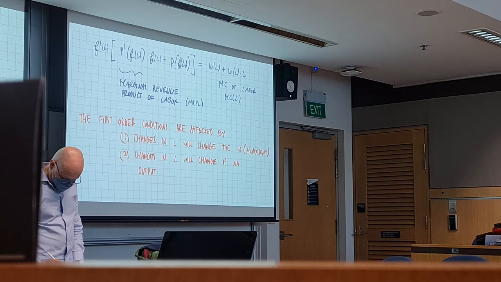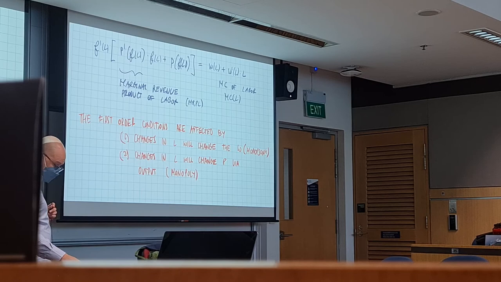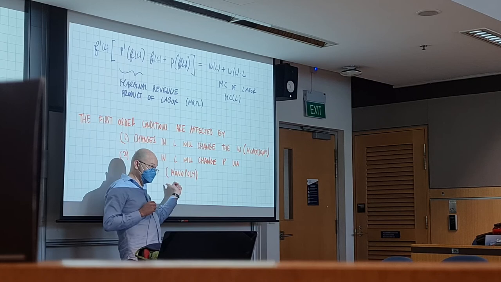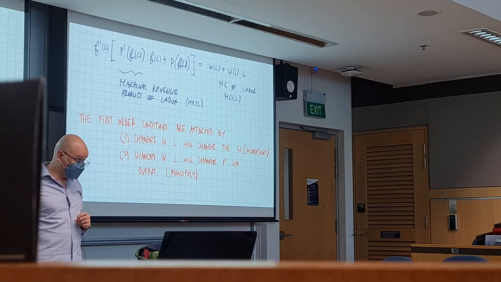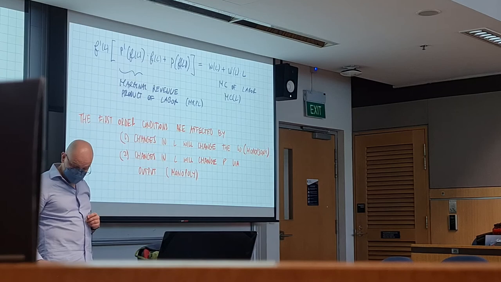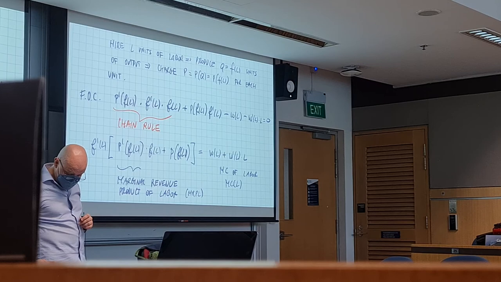These are the two facts that you need to understand. Since you have monopolies, when you change L, you're changing the output, you're changing the price. So when you change L, you're also changing the wage because you're a monopoly. Yes, John. MRPL is lower than the F prime L P because P prime F L is negative, is it? Correct. P prime is negative.